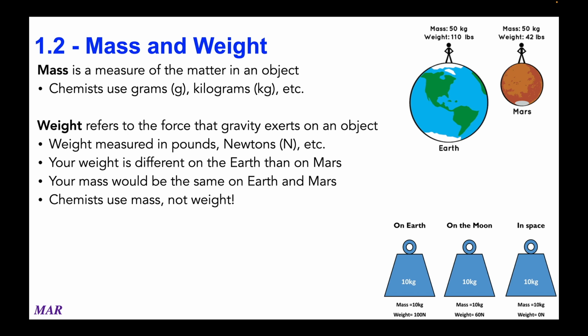So chemists usually use mass in grams and kilograms. We don't usually use weight. And of course, in space, where you don't have any gravity, weight would be totally messed up. But again, the mass would be the same. So that's why chemists use mass whenever possible.